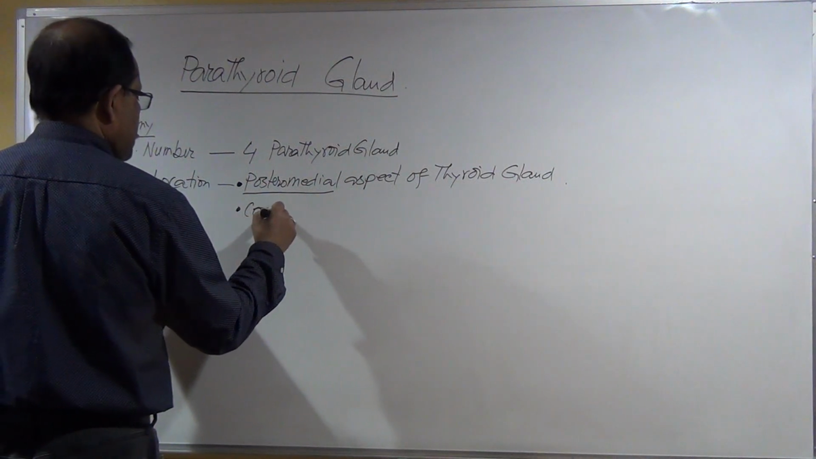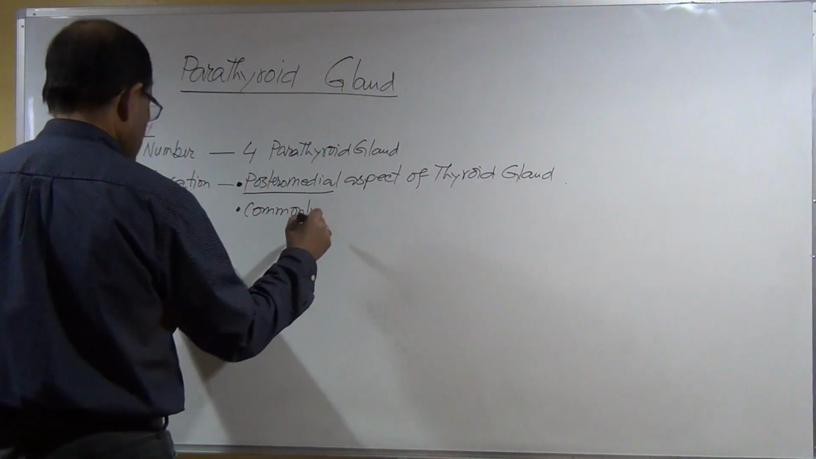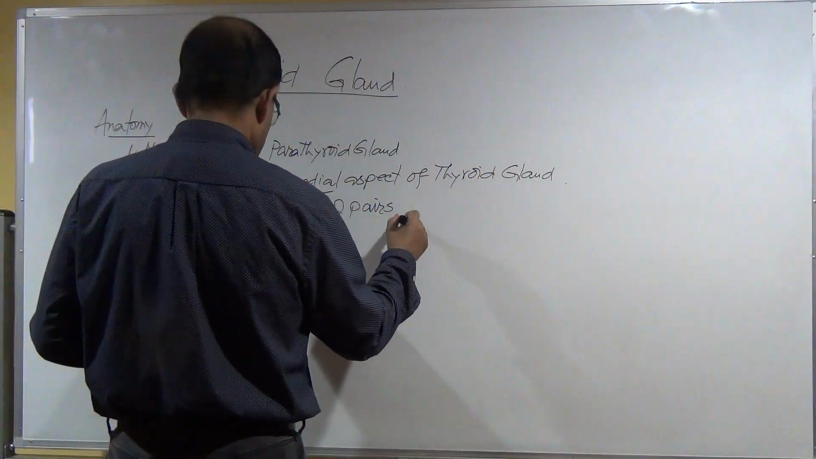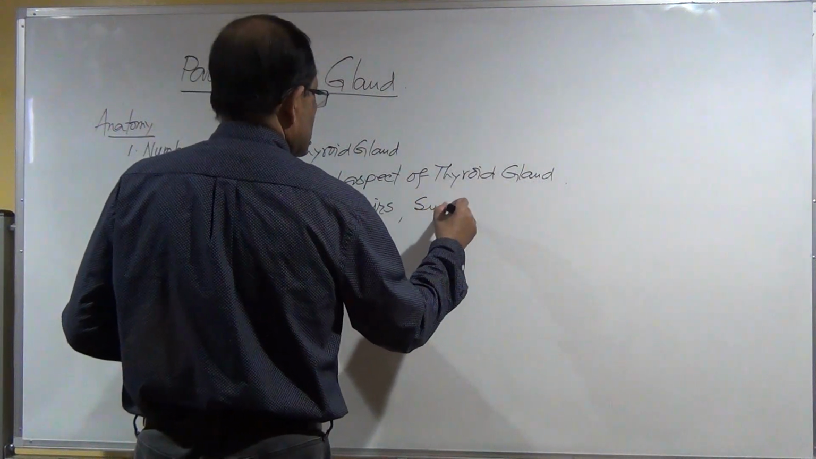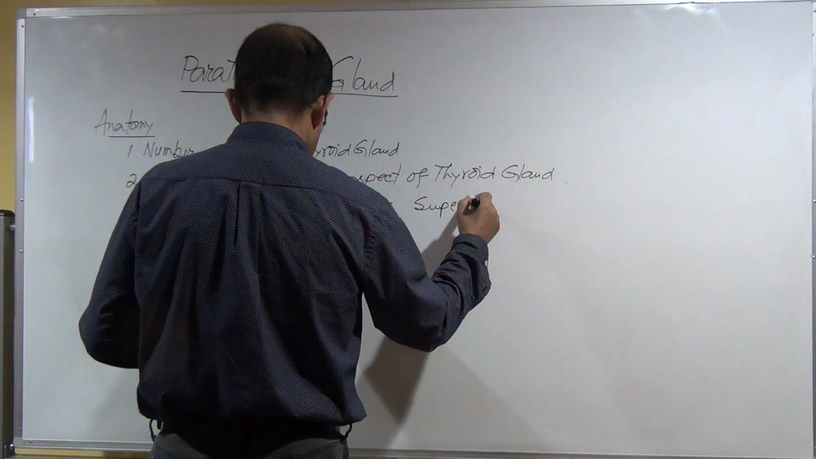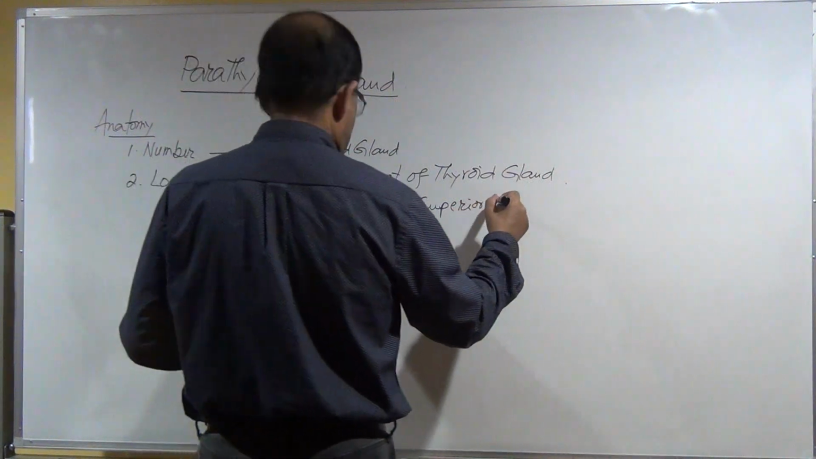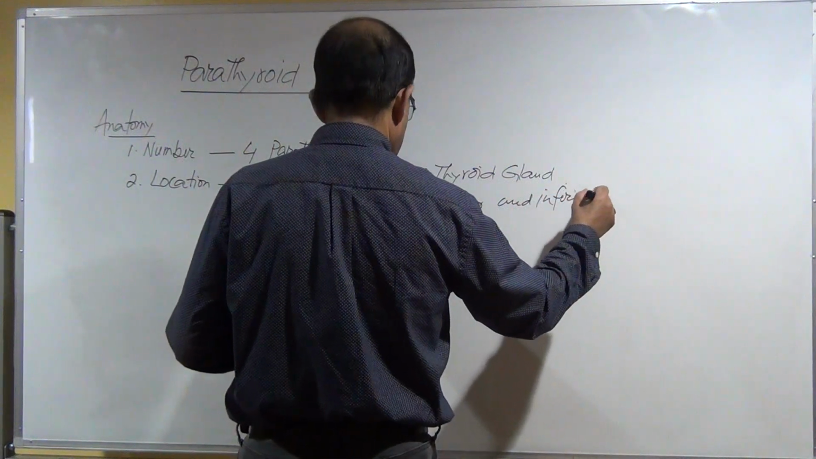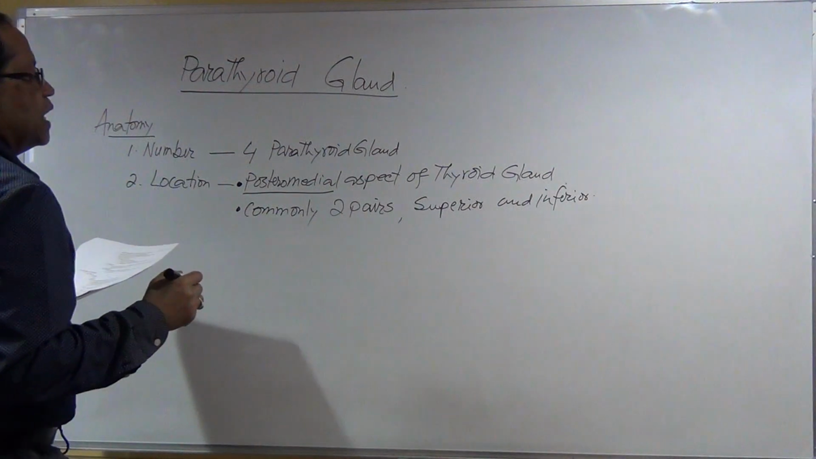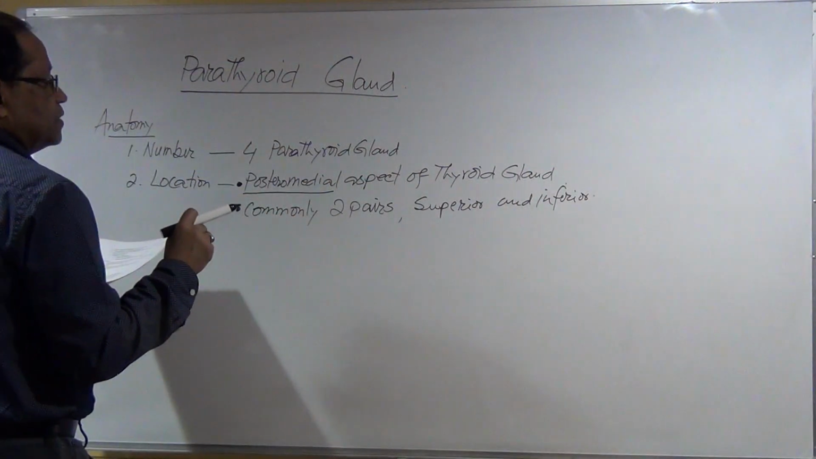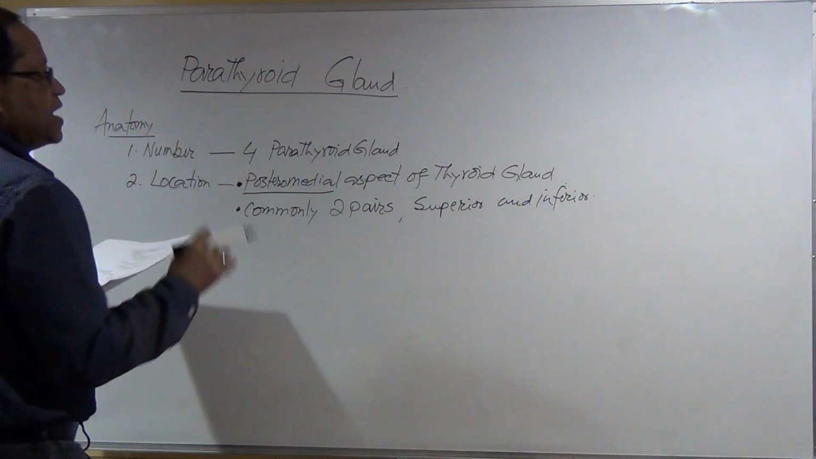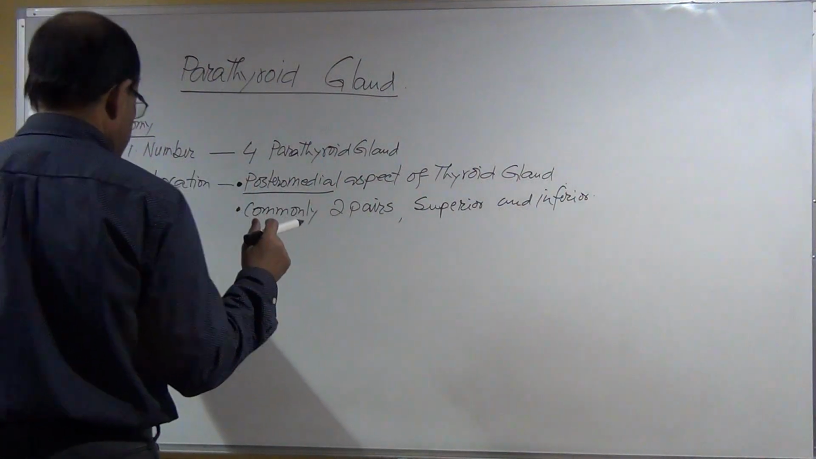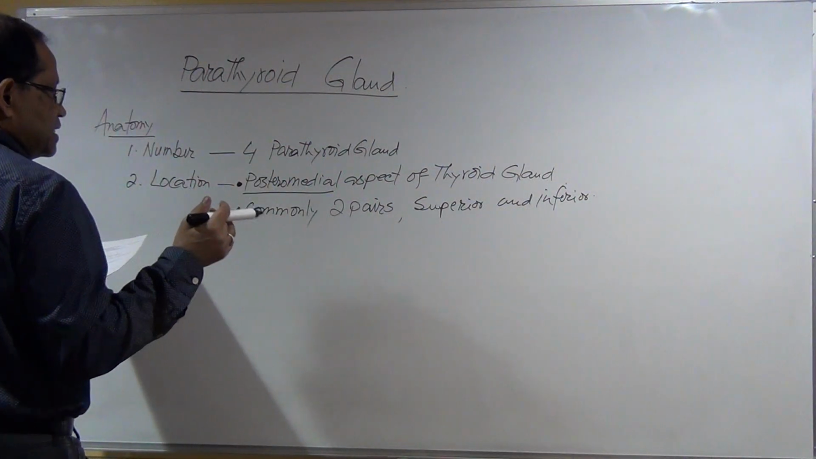And commonly 2 pairs, superior and inferior. Okay, 2 pairs. But in one thyroid gland, there is 1 pair. So there are 2 thyroid lobes, so there are 2 pairs. One is superior, another is inferior.